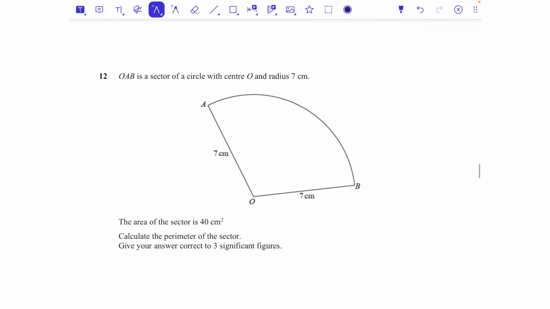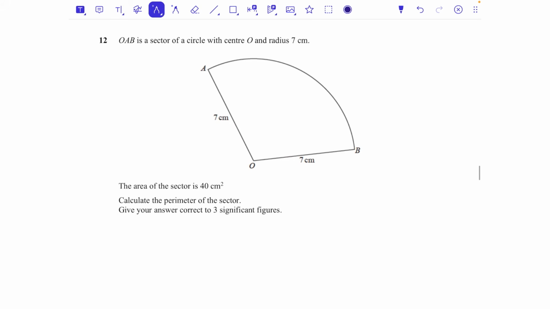Okay, question number 12. OAB is a sector of a circle with centre O and radius 7. The area of the sector is 40. Calculate the perimeter. So we cannot calculate the perimeter. We don't know how long this section is until we've worked out how many degrees this angle is, because I don't know what fraction of the circle I'm interested in.